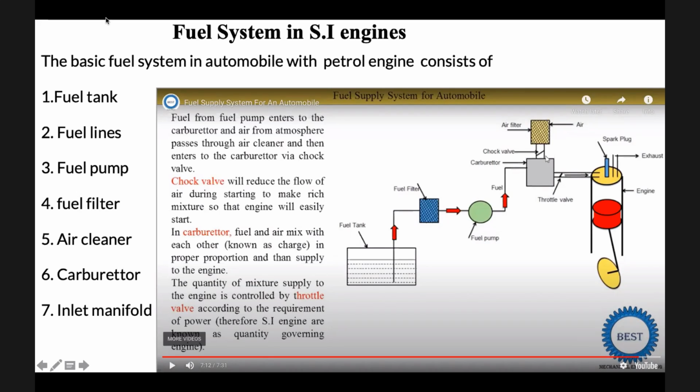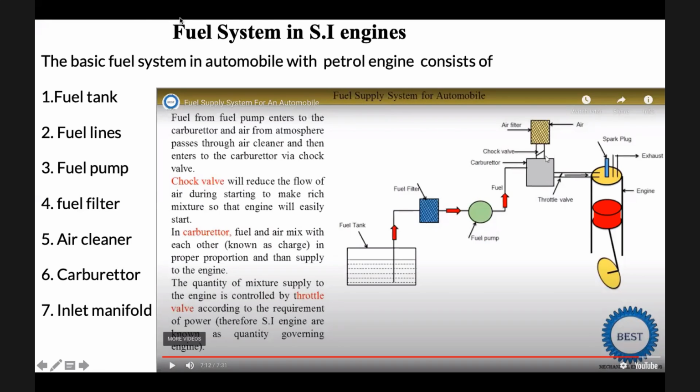Okay, sir. What is the function of throttle valve? Here in this diagram, you can see one throttle valve is there. It is used as accelerator, sir, in our bikes or in cars. Yes, it is connected to your accelerator. So you are controlling the quantity of air and fuel mixture supply to the engine.